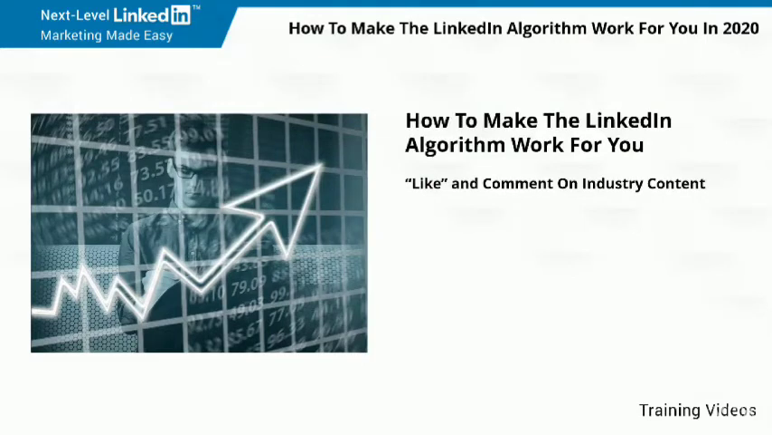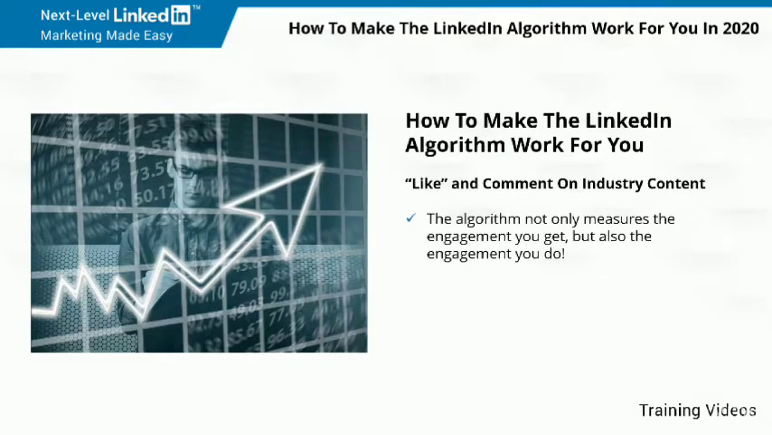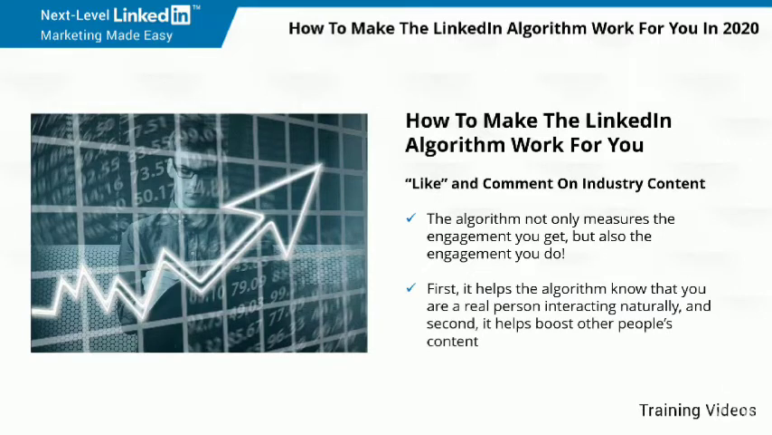Like and comment on industry content. The algorithm not only measures the engagement you get, but also the engagement you do. This works 2 ways. First, it helps the algorithm know that you are a real person interacting naturally. And second, it helps boost other people's content.